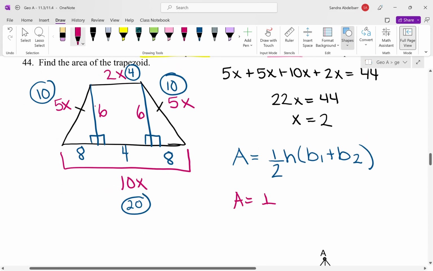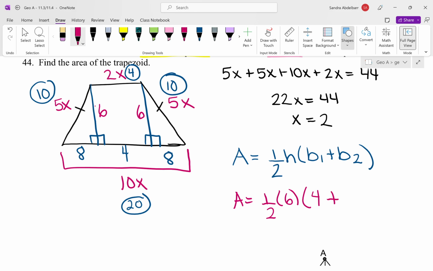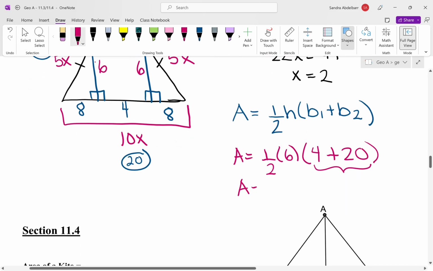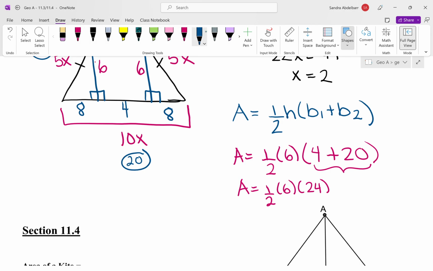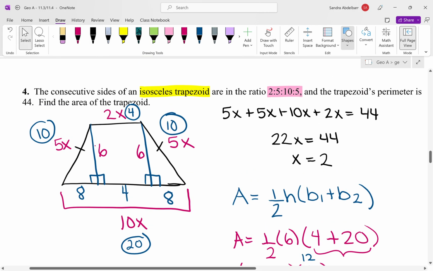Area is equal to half. The height is 6. Base 1, I'll put as my upper base is 4. What's my lower base? Not 10. Be careful. 20. My lower base is 20. Can I add 4 and 20? Absolutely. So the area is going to be half times 6 times 24. I'm going to choose to do half of 24. Half of 24 is 12. 12 times 6 is 72 units squared.